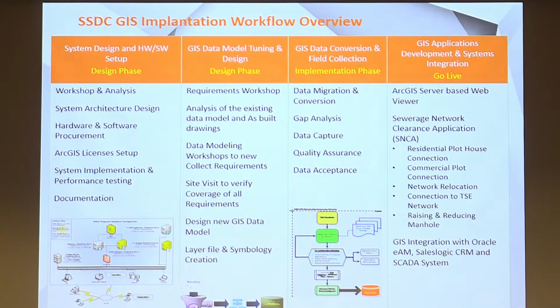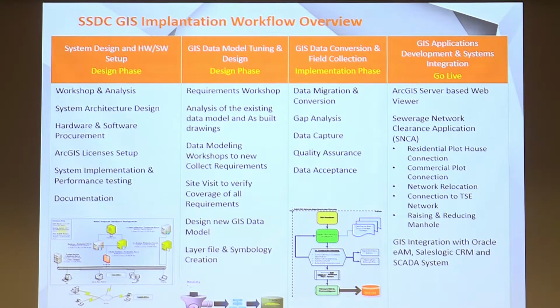We have divided this project into three major components. The first one is called the design phase, the second is called the implementation phase, and the last is called go live. Right now we are in the implementation phase. During the design phase, we covered our basic requirements of procuring the hardware and software. With the help of the system analyst from the client side, we prepared a very detailed system design architecture, and on top of that, we procured the required software.